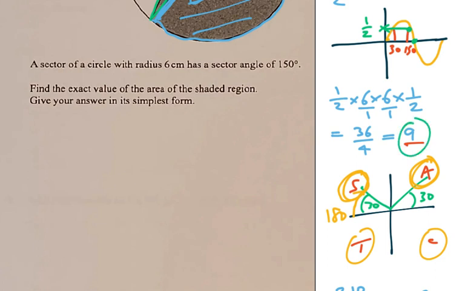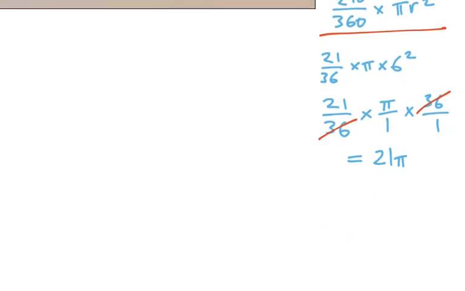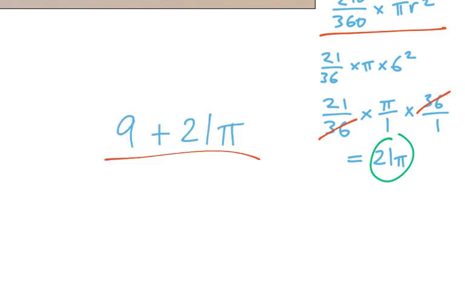And recall that the total area is going to be both those things combined. So you've got 9, the area of the triangle, plus 21 pi, the area of the sector. The answer should be 9 plus 21 pi.